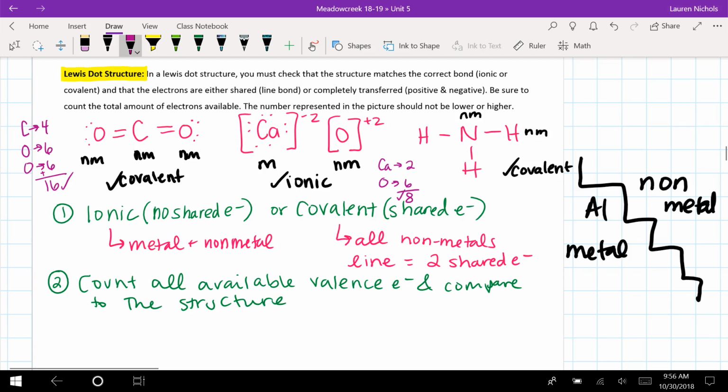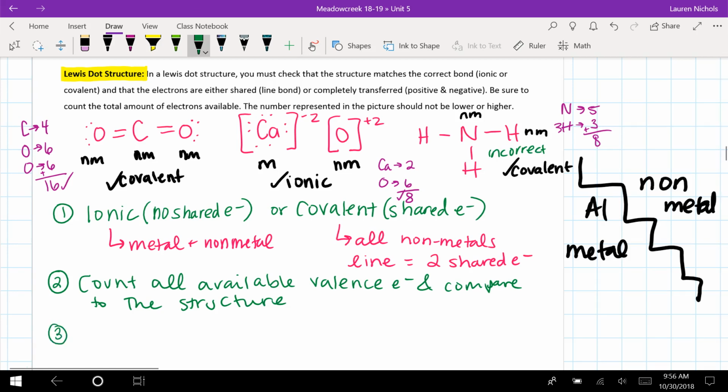For the third structure, nitrogen is in group 15, so it provides 5, and each hydrogen provides 1, but since there are 3 of them, the total is 3, so you get 8, and there are 1, 2, 3, 4, 5, 6 drawn, so there are only 6 in the picture. So this one is incorrect because it has an incorrect number of electrons.